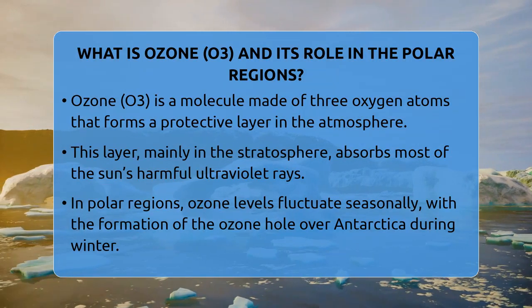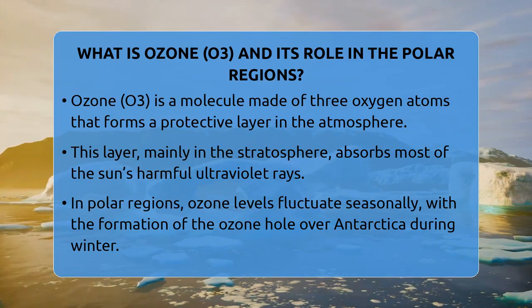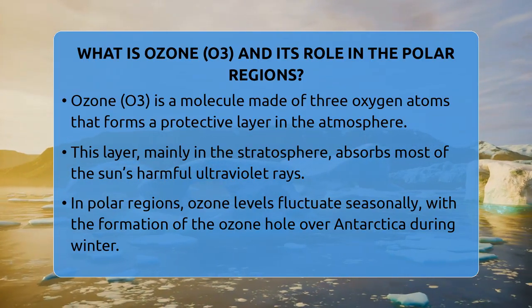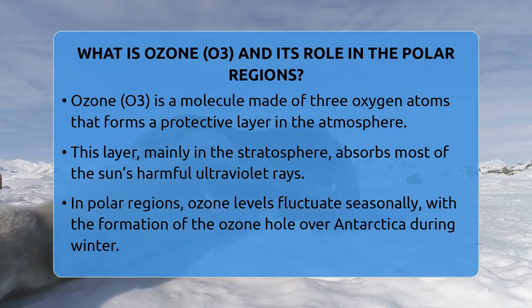What is ozone, O3, and its role in the polar regions? Imagine a thin, invisible shield high above the Earth that blocks out some of the sun's most harmful rays. That's what ozone does in our atmosphere.